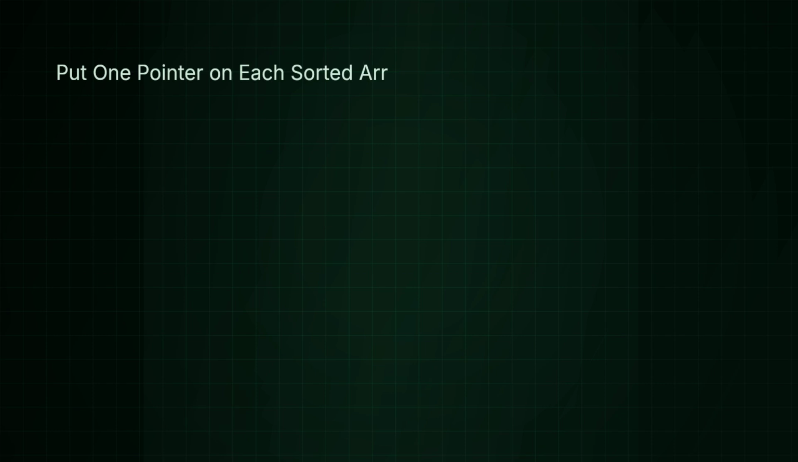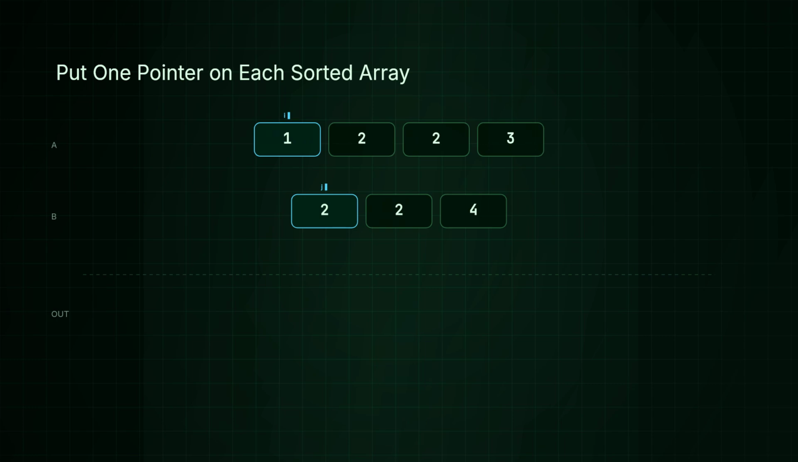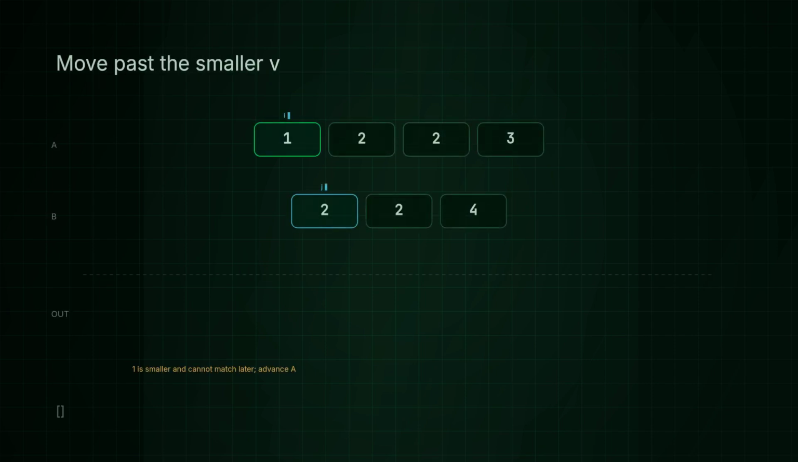Place one pointer at the first value of each sorted array. Only values seen in both lanes will enter the output. Place one pointer at the first unused value in each sorted array. The output starts empty. 1 and 2 do not match. 1 is smaller and cannot match later.